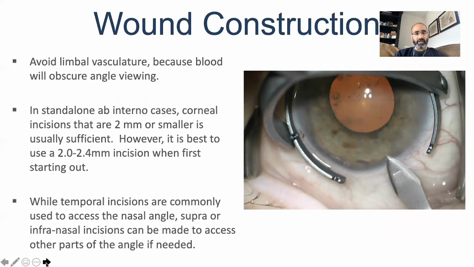In the case of a combined cataract with an angle procedure or just a standalone angle procedure, we really don't want to do that, because the blood can then mix with the viscoelastic on top of the cornea and obstruct the view. So always try to go a little bit more anterior than you're typically used to with a standalone cataract surgery.